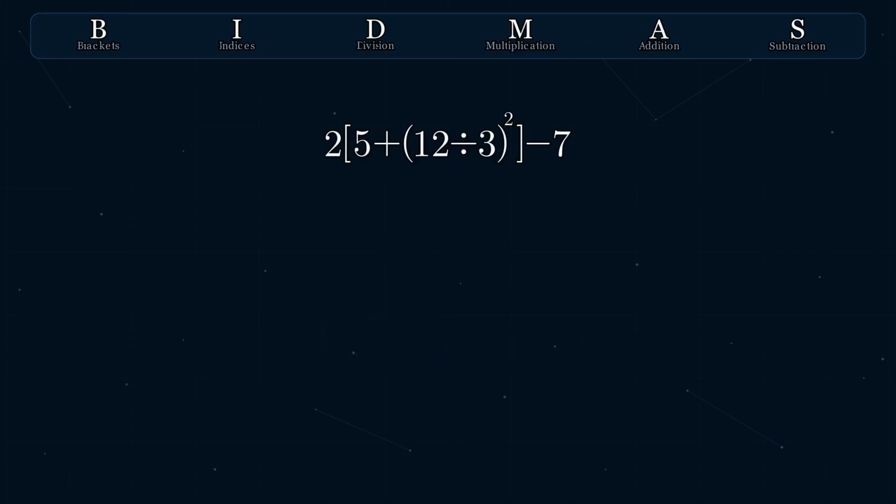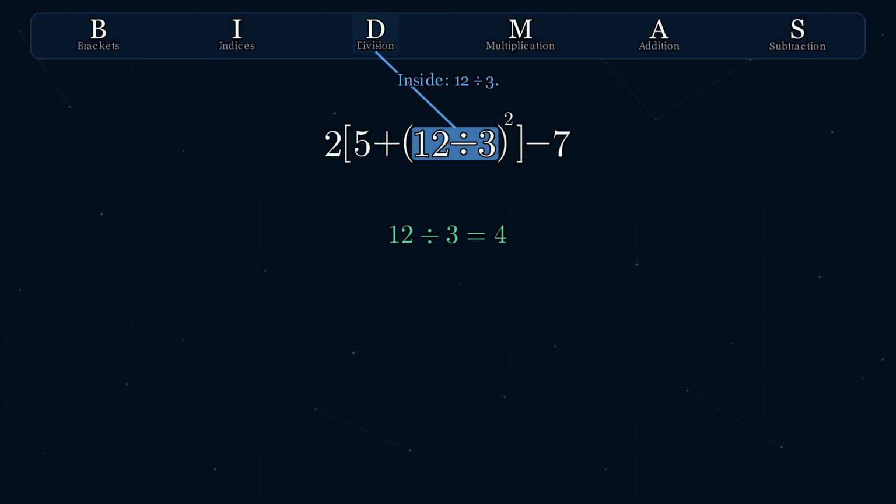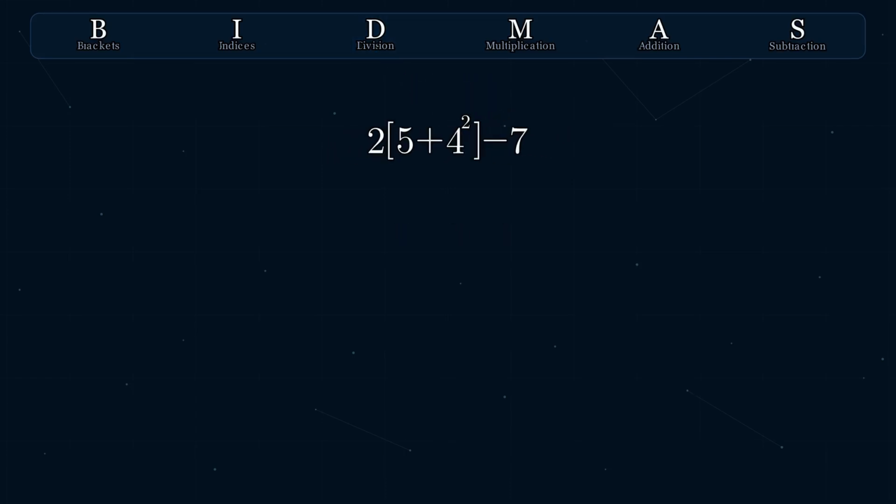Now nested brackets. This means there is a bracket inside another bracket. Start inside first. The inner part is 12 divided by 3. 12 divided by 3 equals 4. Now the inner bracket has become 4. Next comes the power. 4 squared means 4 times 4. 4 squared equals 16. Now the outer bracket still needs finishing.